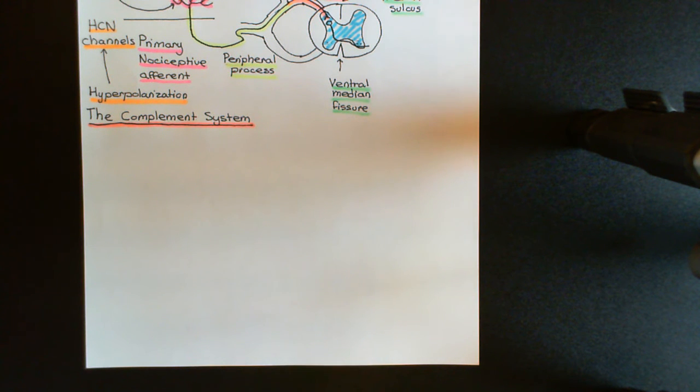So to remind you, we are trying to understand what is the point of forming an inflammatory exudate now. We've seen that this is one of the major things that is formed by the acute inflammatory response, but what's the point of it? Well, here is the answer.